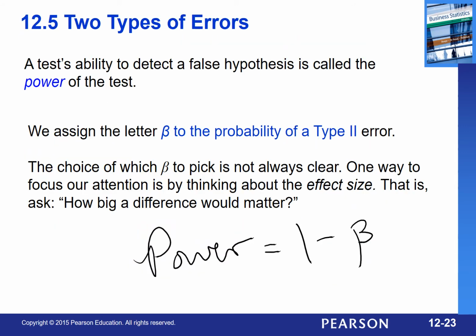We call the power of the test the ability to detect a false hypothesis. So power is actually the probability that you don't have a type 2 error. So we assign the letter beta to the type 2 error, and then we call power 1 minus beta, which I've written down below. So there's some problems with this calculation, and it's the idea of how big of a difference does it have to be for this to matter.